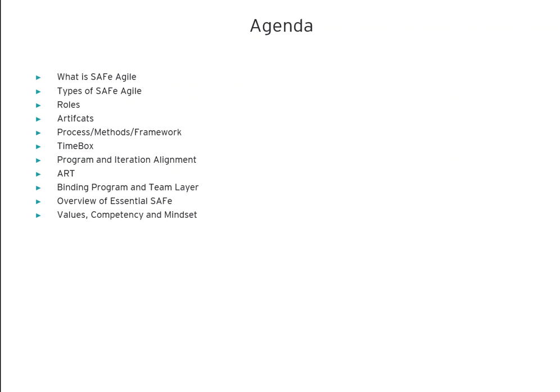So today, what we are going to talk about is all about SAFe Agile. So what is SAFe Agile? What are the types of SAFe Agile? What are the roles? What are the artifacts? What are the process methods and framework? And then what is ART? Then the binding program and team layer. Then overview of Essential SAFe and values, competency and mindset.